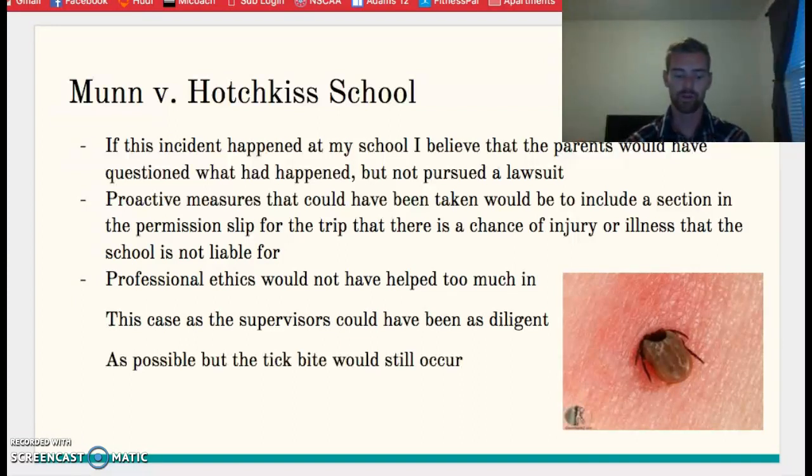Her parents sued the school district for failing to warn them that the trip might bring her into contact with disease-carrying insects and for failing to warn them to wear proper clothes while hiking. In this case, the courts ruled in favor of Munn. They were awarded quite a bit of money for this, and they ruled again that the school was negligent. They didn't properly warn the students and the parents about the dangers of this trip, and didn't provide them with ways that they could prevent this from happening.